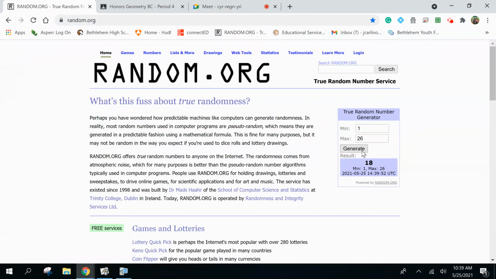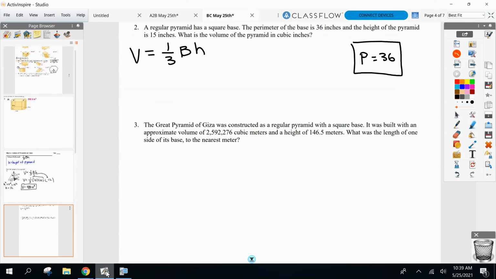Owen, can you help me? If the perimeter's 36, how can I get the area? And it's a square. Divide it by 4. Okay, go ahead. What do you got? 9. What's 9 now? 9 is one of the sides. Yep, meaning if it's a square, it's every side. Can you get the area for me now? Area is 81. There we go.